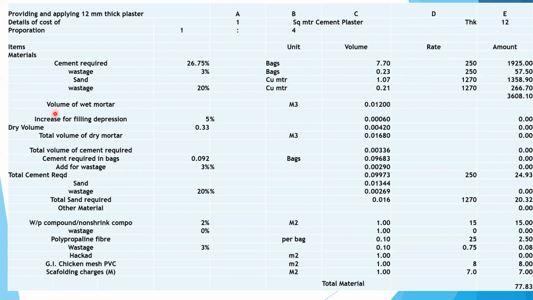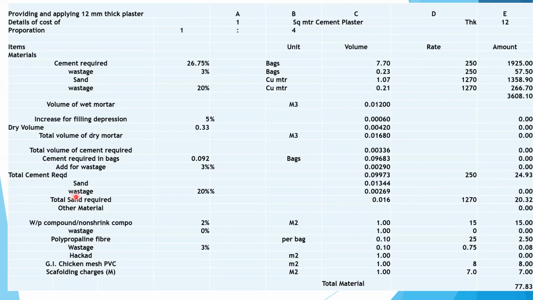Volume of wet mortar will be 0.01200. Increase for filling depression 5%, 0.00060. So dry volume will be 0.33, that is 0.00420 cubic meter. Total volume of dry mortar will be 0.168. Total volume of cement required in bags will be 0.092 bags, that is 0.09683. Add for wastage 3%, 0.00290. Total cement required 0.09973 at the rate of 250 will be 2493.